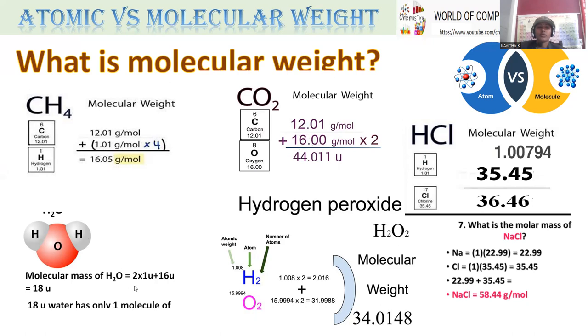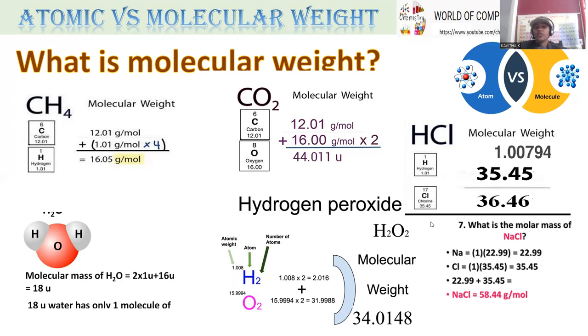16.00. So here, 2 into 1. 2 means what? 2 hydrogens. 1 means what? Their atomic mass. 16 means what? Atomic mass of oxygen. How many? Only 1. That's why 2 into 1, 2 plus 16. It will become 18 unified mass units. That is for water. Water molecular weight will be 18.